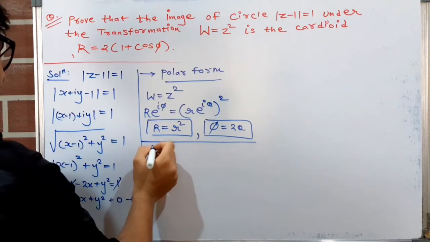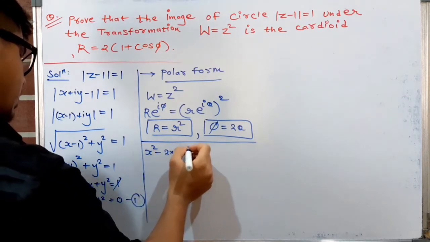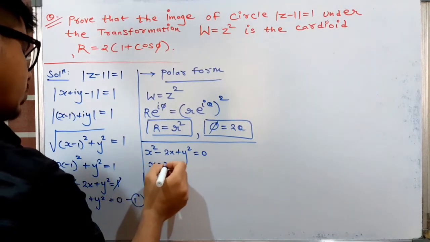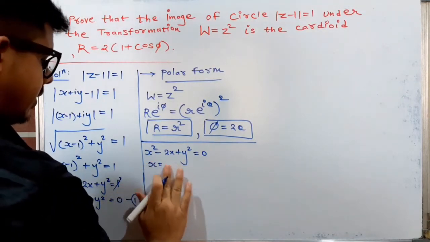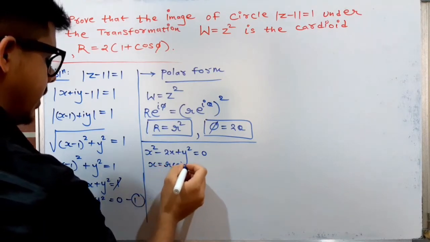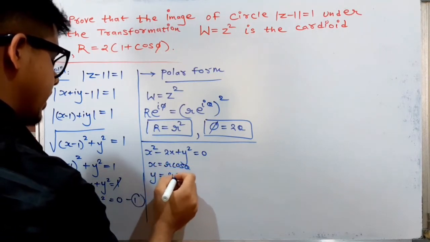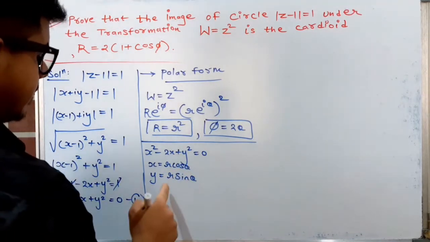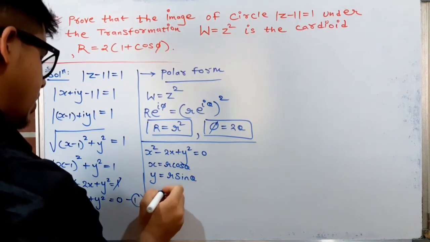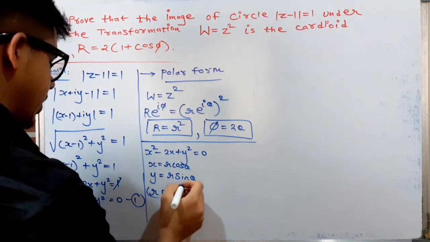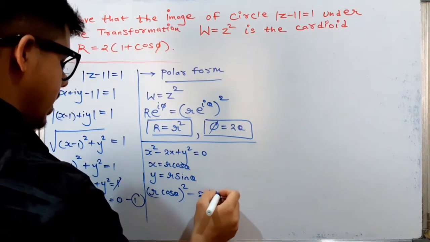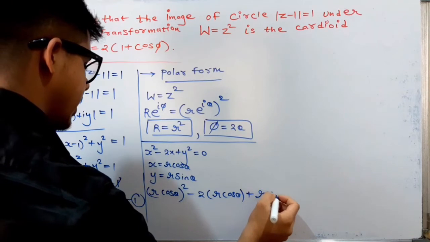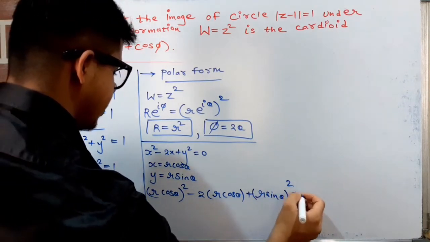So from equation 1, that is x square minus 2x plus y square equals 0. Now in polar form this x and y can be written as x equals small r cos theta and y equals small r sin theta. We can write this x and y in polar form as r cos theta and r sin theta. Now we will substitute this x and y in the above equation. So we will get (r cos theta) the whole square minus 2 into r cos theta plus (r into sin theta) the whole square, which equals 0.